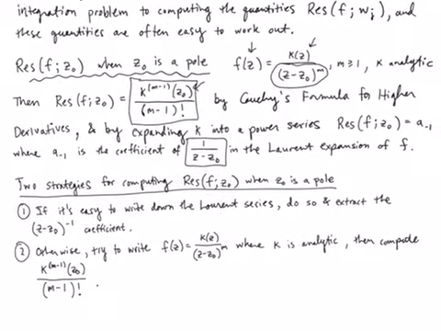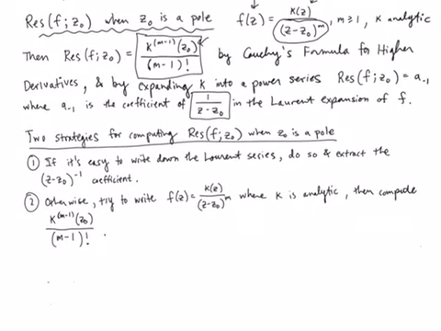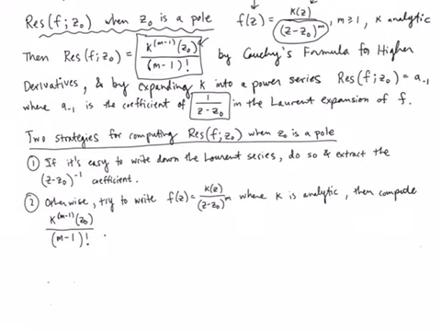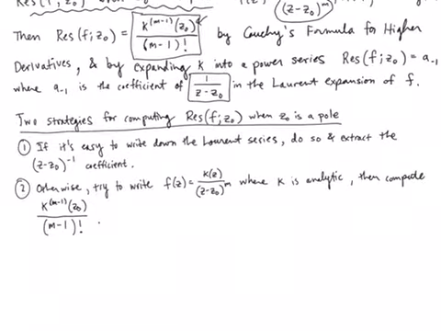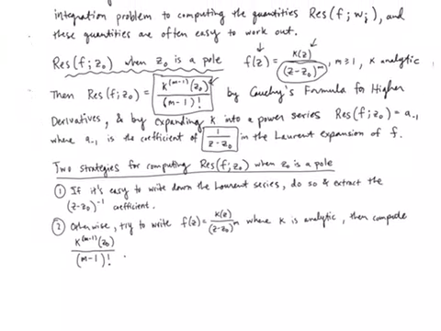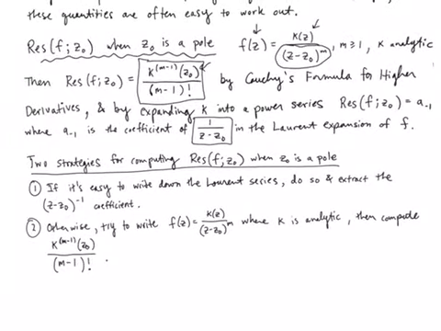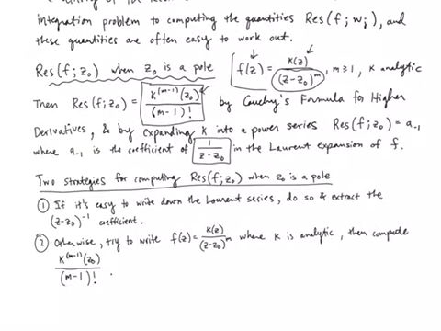So we can also say that the residue is the coefficient of 1 over z minus z naught in what we call the Laurent expansion of f. When you have a pole, if you just write this expression out in terms of power series, you get what's called the Laurent expansion of f. And so the residue is just the coefficient of 1 over z minus z naught, the negative 1 coefficient in the Laurent expansion.